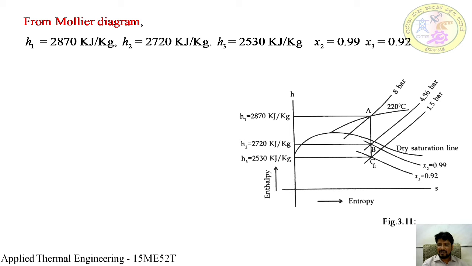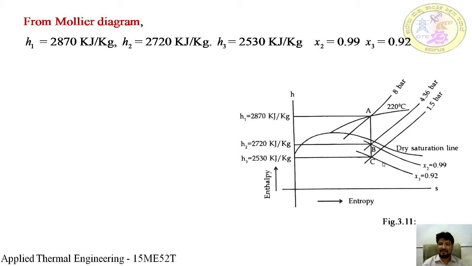How to mark the point C? This vertical line meets the 1.5 bar pressure line. Where these two lines meet, that is the point C. This C is the S3 point, and its enthalpy value is 2530 kilojoules per kg. The point C is also below the saturation line, so note down the dryness fraction: X3 is 0.92.